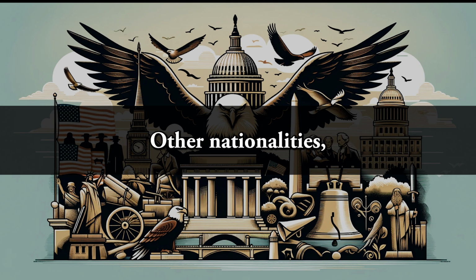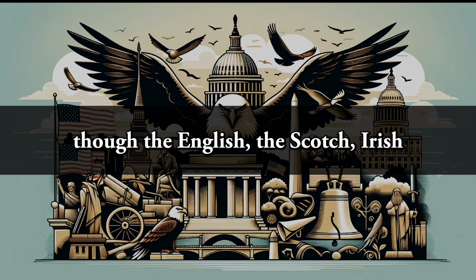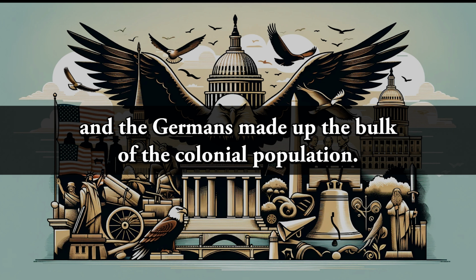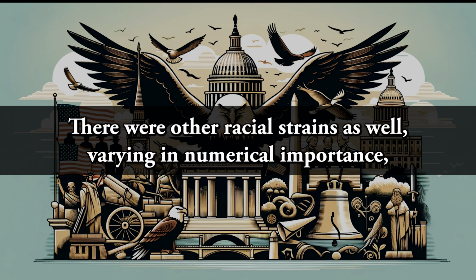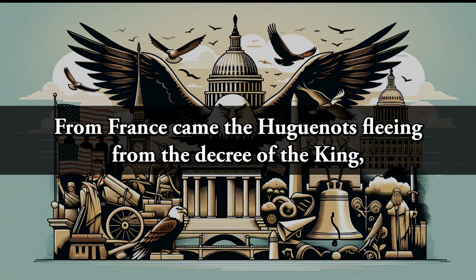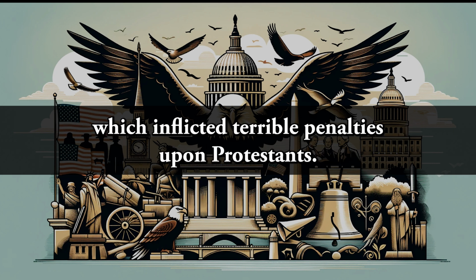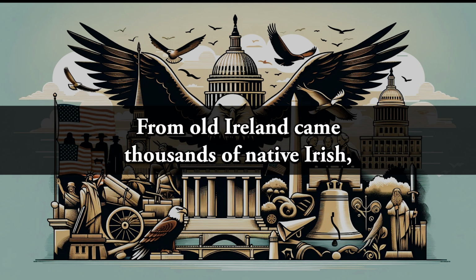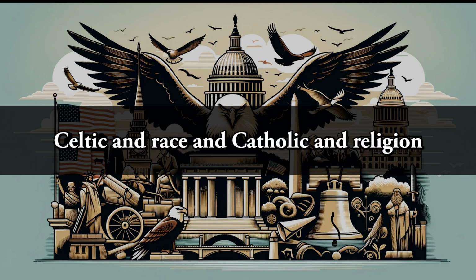Other nationalities. Though the English, the Scotch-Irish, and the Germans made up the bulk of the colonial population, there were other racial strains as well, varying in numerical importance, but contributing their share to colonial life. From France came the Huguenots, fleeing from the decree of the king which inflicted terrible penalties upon Protestants. From Old Ireland came thousands of native Irish, Celtic in race and Catholic in religion.